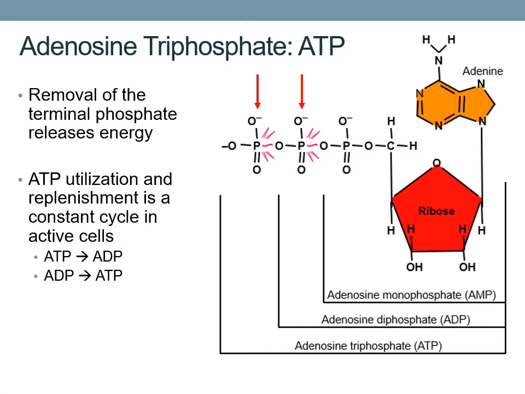ATP utilization and replenishment is a constant cycle in living cells. ATP is constantly used for energy to do work in the cell, and then the ADP that results can gain a phosphate to replenish the ATP molecule.